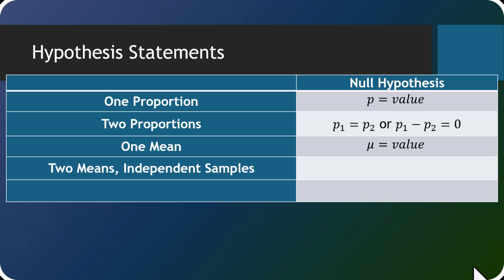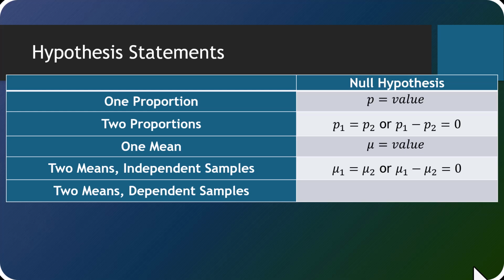But what if we have 2 means, independent samples? Well, then our null hypothesis is either that mu1 is equal to mu2, or equivalently, we could say that mu1 minus mu2 is equal to 0. Last but not least, what if we have 2 means with dependent samples? Then our null hypothesis is that mu sub d, the mean difference between the 2 samples, is 0.